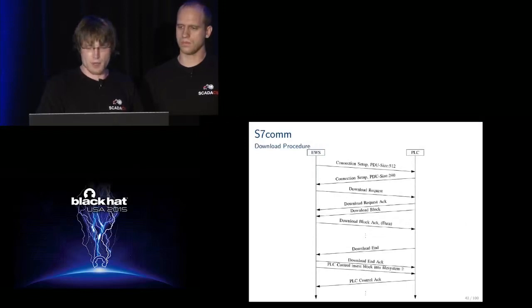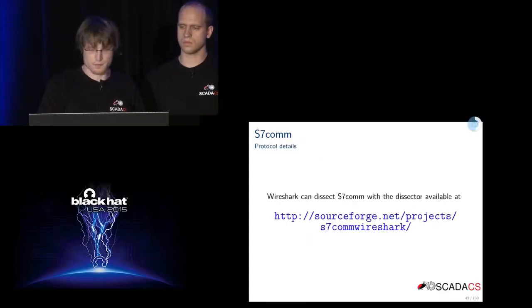So when we upload a program block, it looks like this. The engineering workstation negotiates a message size, called the protocol data unit, with the PLC. Then the engineering workstation says, I want to download something, or you should download something. Then the PLC starts the download job, and the workstation sends the block data. Then the PLC acknowledges the download end, and then the engineering workstation inserts the block into the file system, which activates the program block on the PLC.